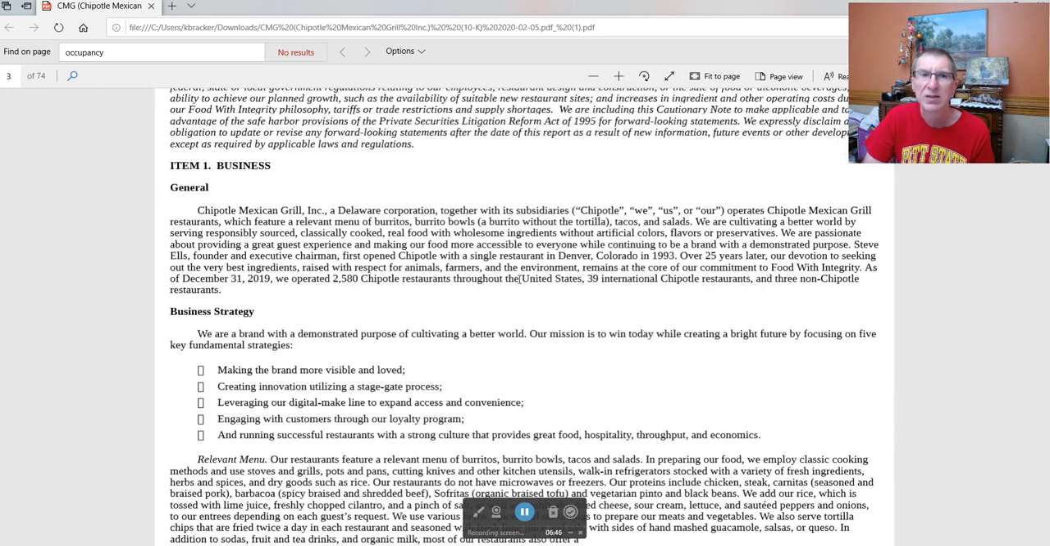What is the business of Chipotle? Chipotle operates Chipotle Mexican Grill, which features a relevant menu of burritos, burrito bowls, tacos, and salads. It's a relatively simple menu. Essentially, you have some choices of proteins, steaks, chicken, pork, things like that. Black beans or pinto beans, rice, white rice or wild rice, and they develop that right in front of you.